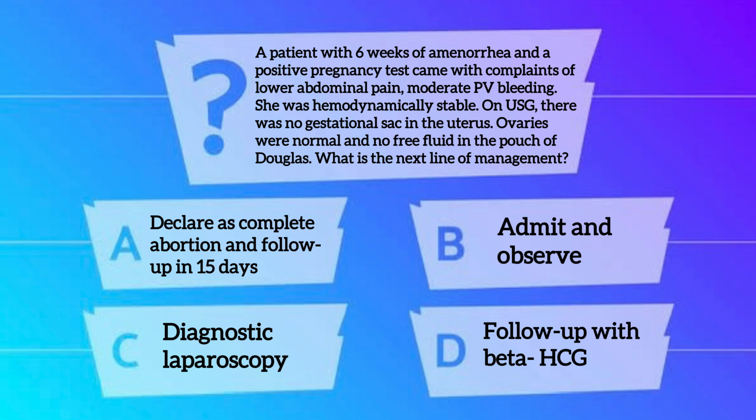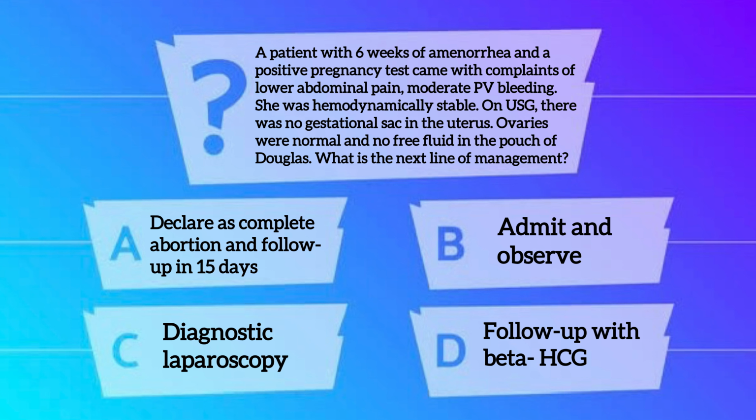So our first question is, a patient with 6 weeks of amenorrhea and a positive pregnancy test came with complaints of lower abdominal pain, moderate PV bleeding. She was hemodynamically stable. On ultrasound sonography, there was no gestational sac in the uterus. Ovaries were normal and no free fluid in the pouch of Douglas. What is the next line of management?